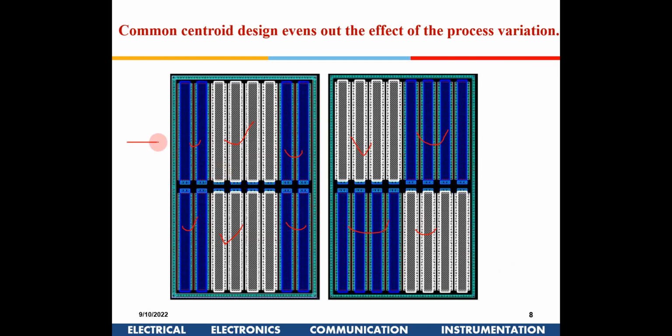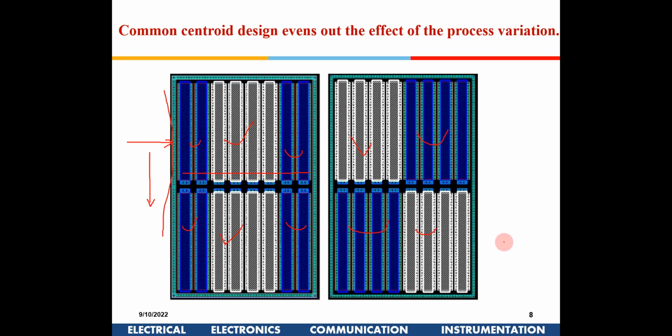Yeah, this is for both directions, like plus and minus directions. So if there is a process variation like this, and you are taking an average, that will even out. Yes, correct. Okay.